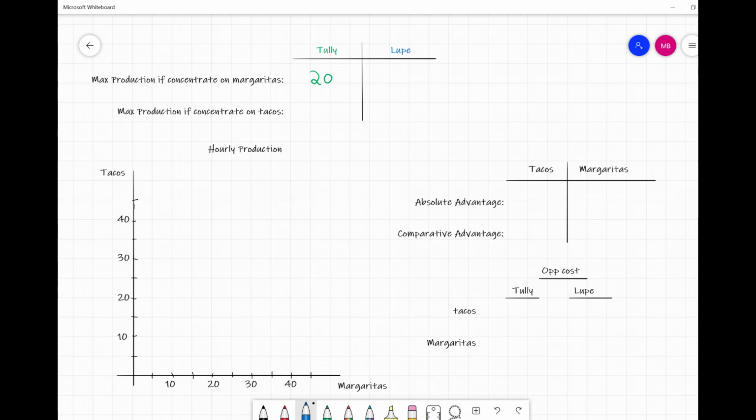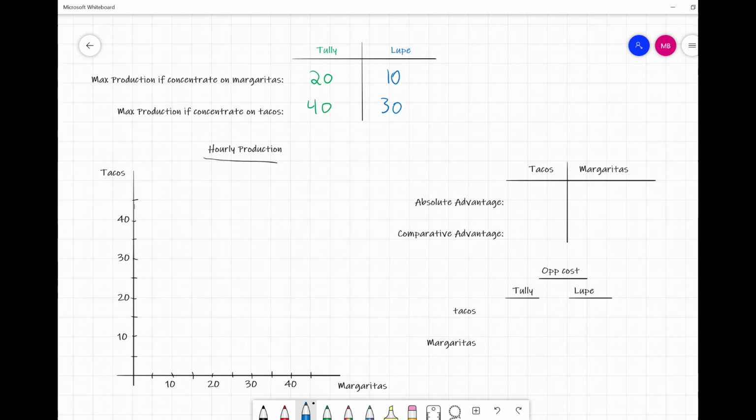Alternatively, Lupe is a bit slower making margaritas, and it takes her 6 minutes. Well, in 1 hour, that means we're fixing the resources at 1 hour, as we see down here with the hourly production. Lupe can produce 10 margaritas in 1 hour. Now, turning our attention to tacos, it takes Tully 1 minute and 30 seconds to produce a taco. Well, that means in 1 hour he could produce 40 of them. Where Lupe takes 2 minutes to produce a taco, it means in 1 hour she could produce 30 of them.